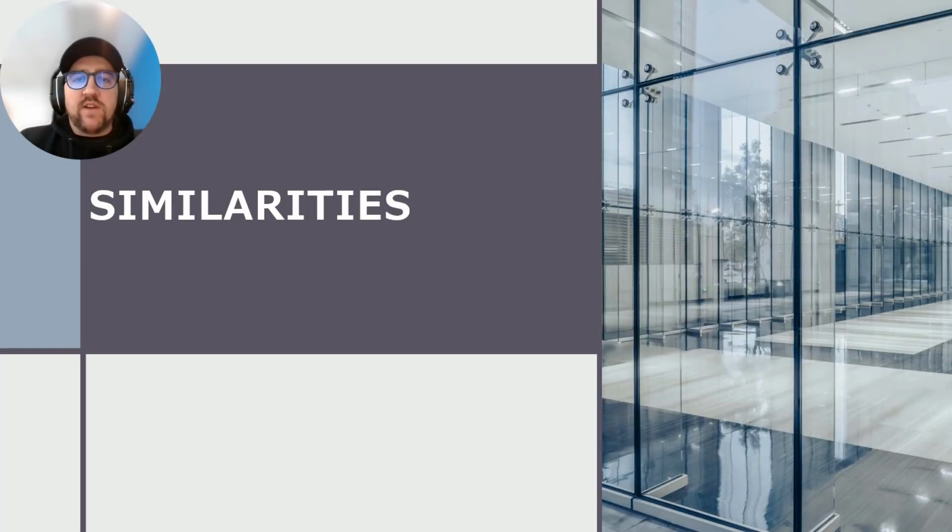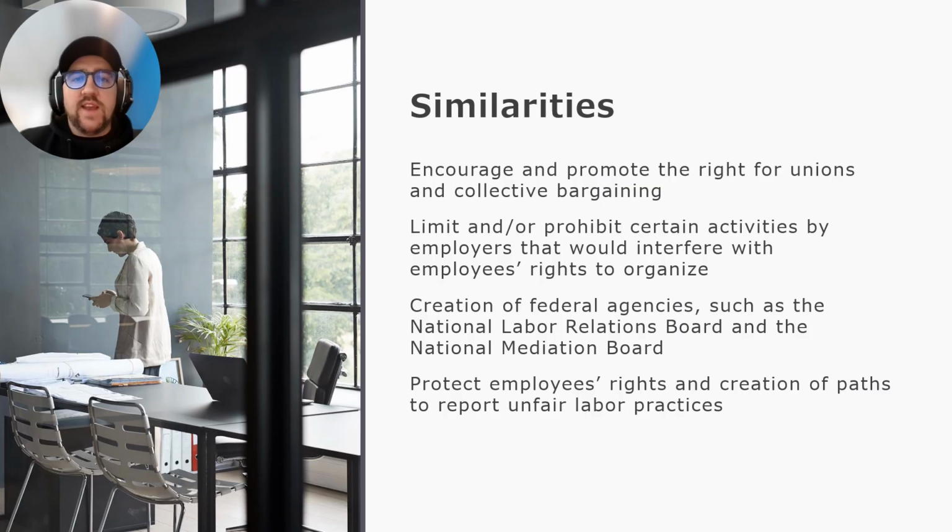With a little bit of the background out of the way, let's now discuss some of the similarities between the two. Both the NLRA and the RLA encourage and protect the right to organize and be part of a labor union. They limit or prohibit certain activities that would interfere with these rights. They also both led to the creation of independent boards like the NLRB for the NLRA and the National Mediation Board for the RLA. Finally, both protect employees' rights and have paths to report unfair labor practices.